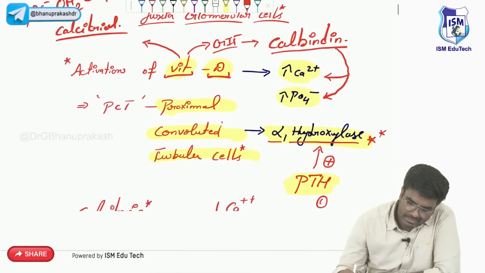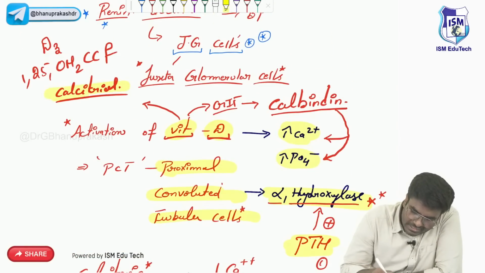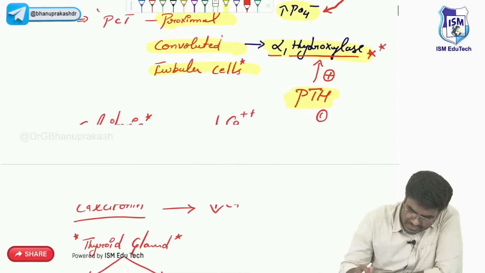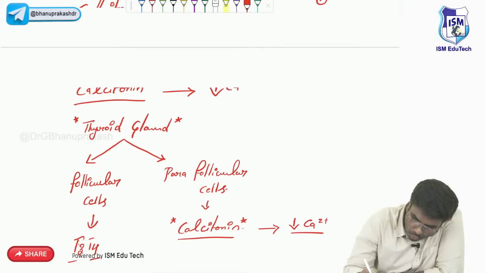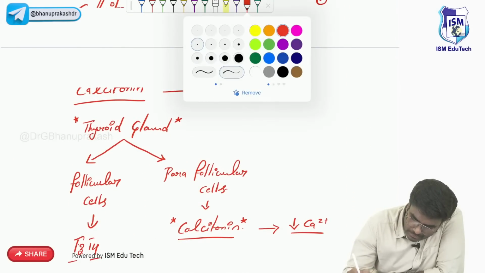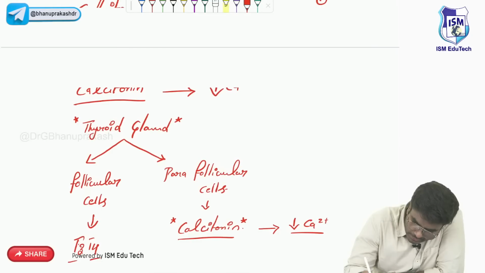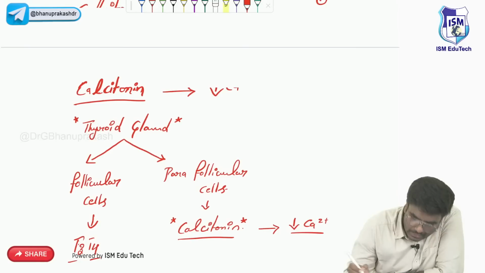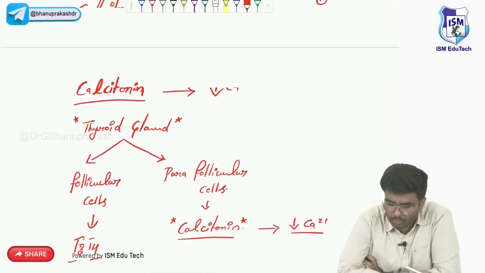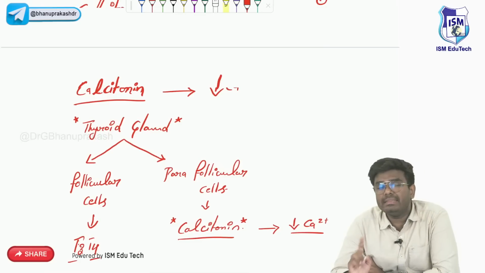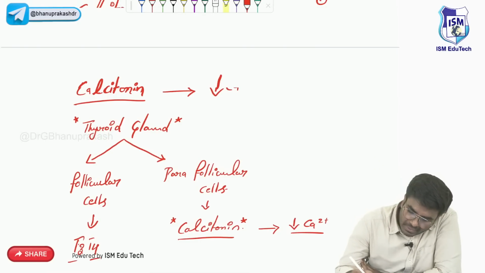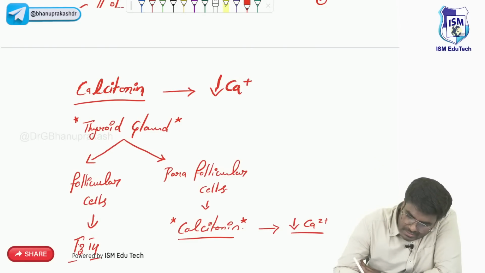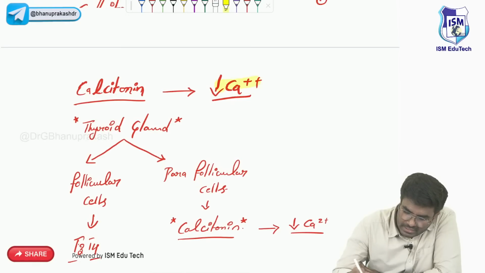Now, the name calcitriol is similar to calcitonin, right? Just tell me, what is the function of calcitonin? So let me write down the full form here. Calcitonin. What is its function and where is it produced? Vitamin D increases the blood calcium levels, but calcitonin decreases the calcium levels. Very, very important.